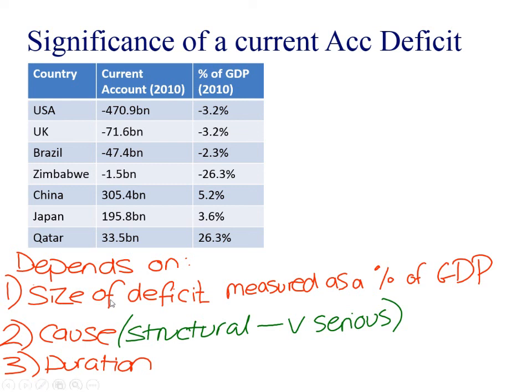And the duration of your deficit as well. So the current account of the balance of payments is the record of the money flows in and out of the economy over a year. So it doesn't accumulate past a year. These are all 2010 figures. So it's like, well, I suppose it's not that bad, Zimbabwe, but what happened in 2009, what happened in 2011, 12, 13, 14, 15? And if it was getting worse, if it was getting better, that would be more significant as well.